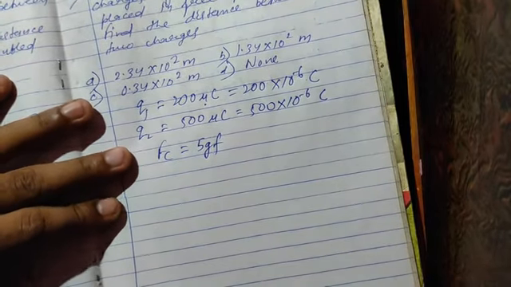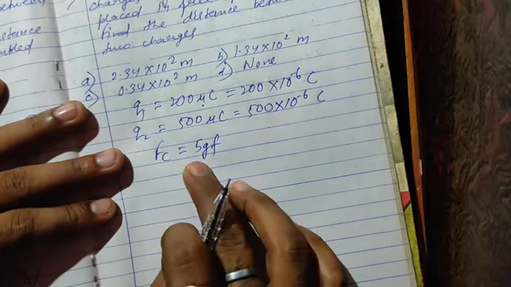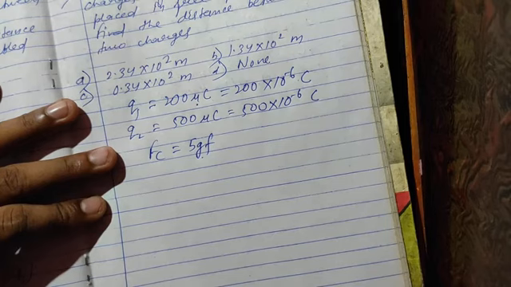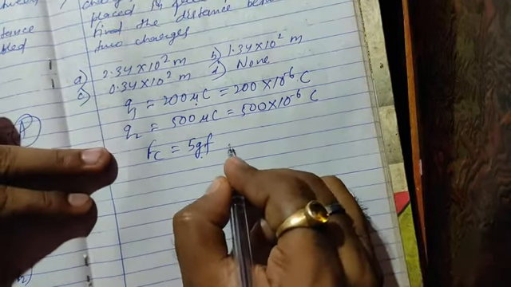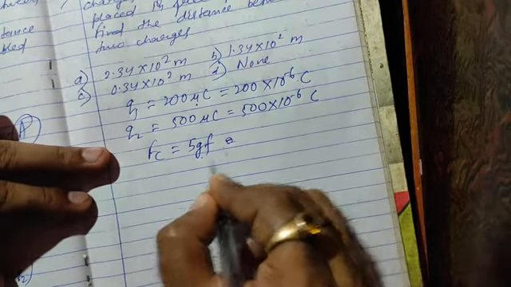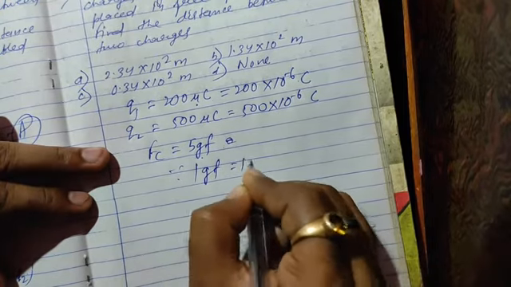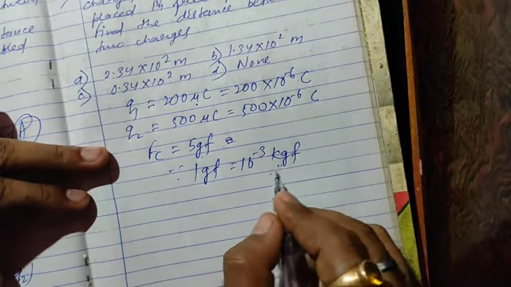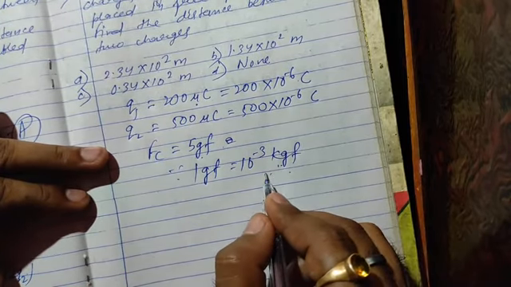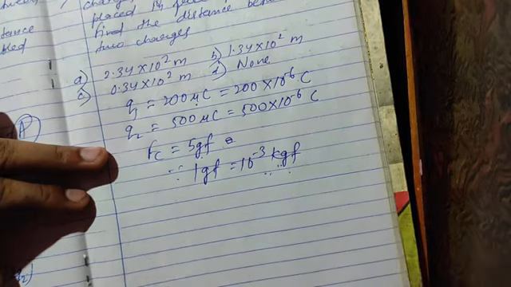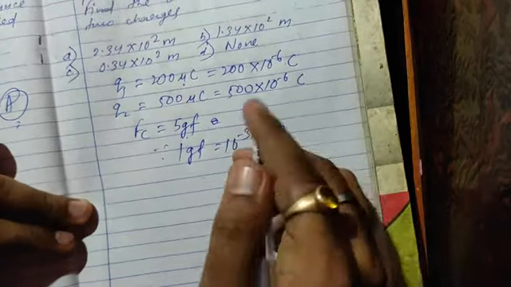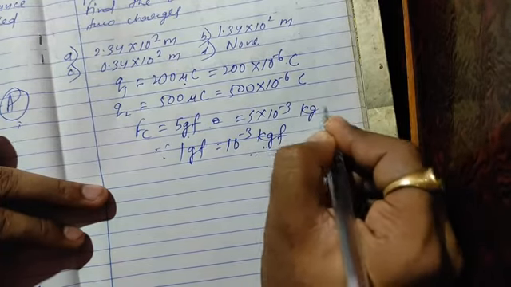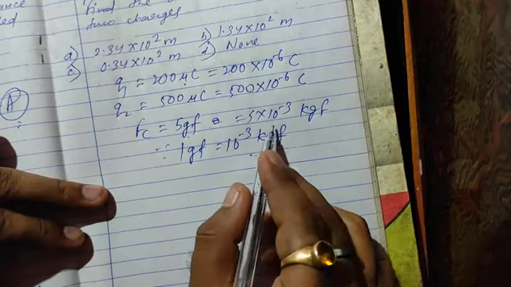What is GF? It is just the force of gravity on a body of mass 1 gram. 1 GF is equal to 10 to the power minus 3 kgf, and kgf is the SI unit, that is the force of gravity on a body of mass 1 kg. So this GF can be converted into kgf, that is 5 into 10 to the power minus 3 kgf. Now we have Q1, Q2 and the force of interaction.